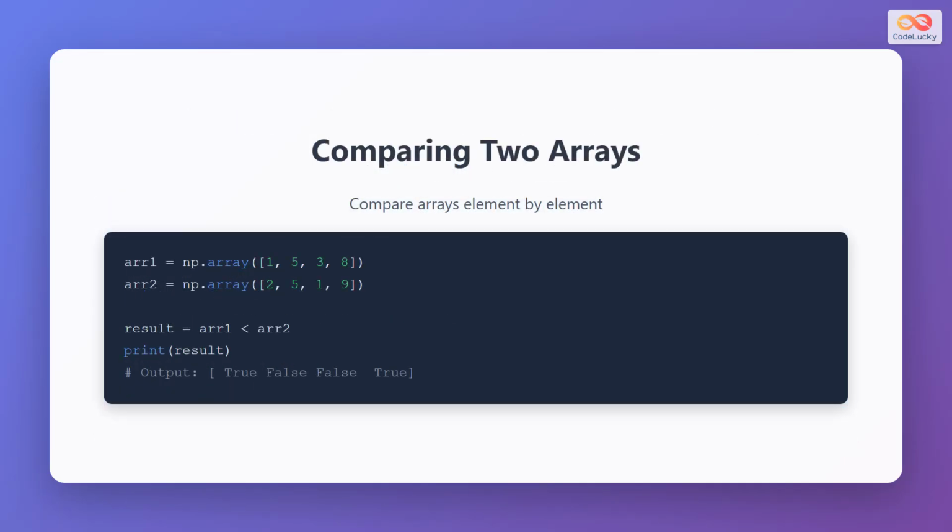You can also compare 2 arrays element by element. NumPy matches corresponding positions and evaluates each pair. If you have one array with 1, 5, 3, and 8, and another with 2, 5, 1, and 9, a less than comparison checks each position independently. The first position compares 1 with 2, returning true. The second position compares 5 with 5, returning false. The third position compares 3 with 1, returning false. And the fourth position compares 8 with 9, returning true. This element-wise comparison is powerful for analyzing relationships between 2 datasets.